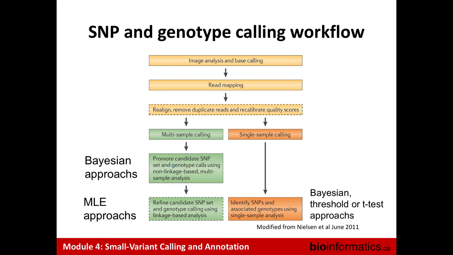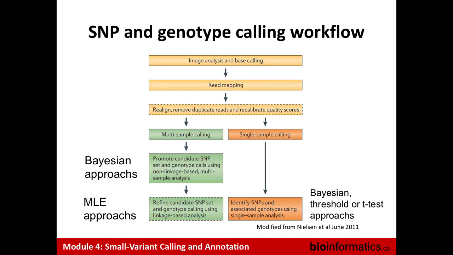This is done when you have only one sample, or in specific cases, for example in tumor, where you do single sample calling or paired sample calling, which means one sample plus a normal blood sample. In those cases, you try to identify the SNP and the genotype at the same time. So you use a Bayesian or threshold approach. The threshold approach is for when you have really, really high coverage. You can just count, and if you have between 25% and 75% of your reads carrying the variant, you say, okay, I got a heterozygote.